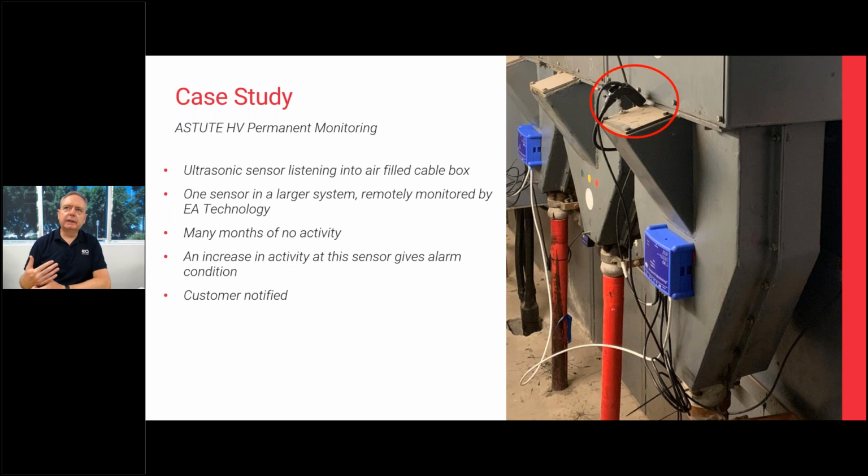So a case study example of that, this is a transient earth voltage and ultrasonic monitoring system. The ultrasonic sensor is pointing in the red circle towards an air insulated cable box. There was many months of absolutely nothing happening, and then all of a sudden we have an increase in activity on this sensor, which goes above the alarm level.